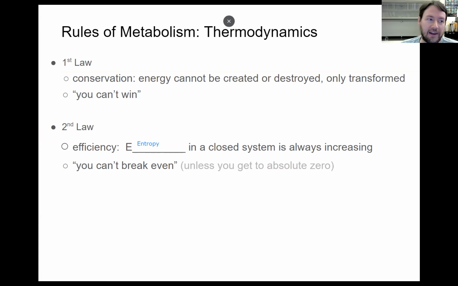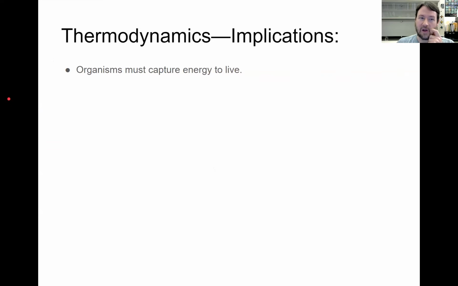This is true for the abiotic parts of an ecosystem and also the living organisms in an ecosystem. So what does this mean for living organisms? Well, organisms have to capture energy from somewhere else in order to live. It's just a fact. Maybe it's an inorganic source like the sun, or maybe it's an organic source like some other unfortunate organism.